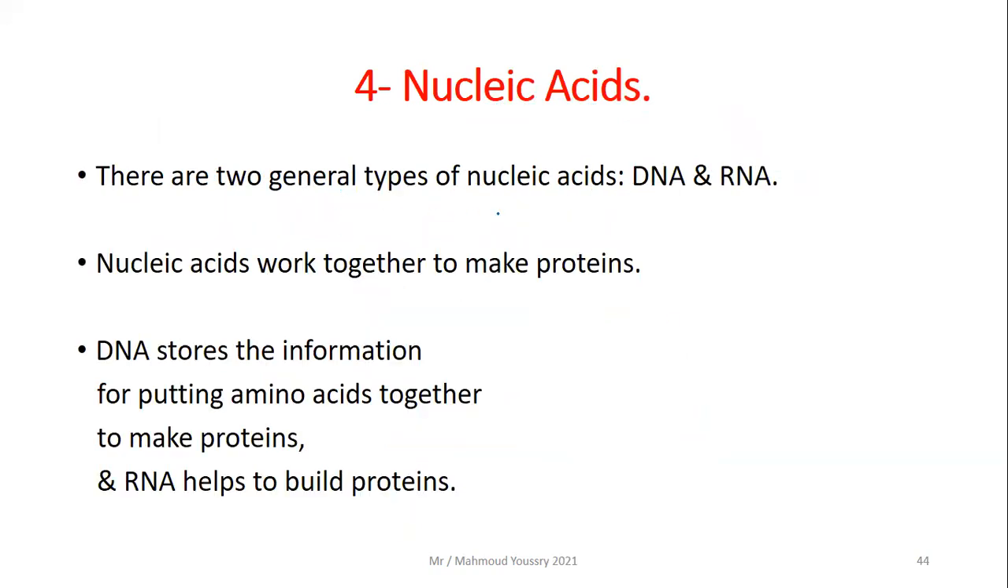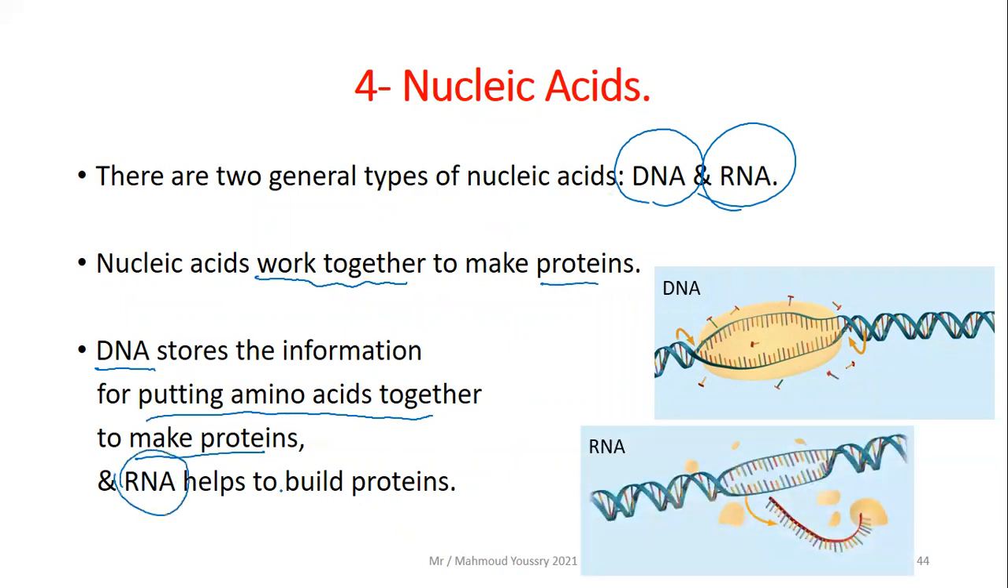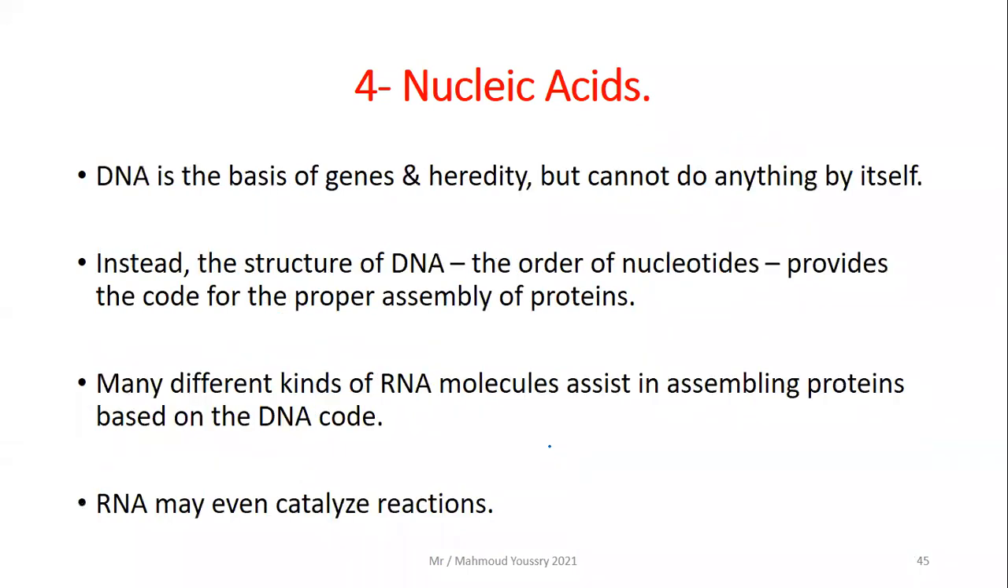There are two general types of nucleic acids, DNA and RNA. Nucleic acids work together. This is very important to make proteins. The DNA stores the information for putting amino acids together to make proteins. What about RNA? RNA helps to build the proteins. So the instructions are stored in the DNA, and RNA helps in making proteins.